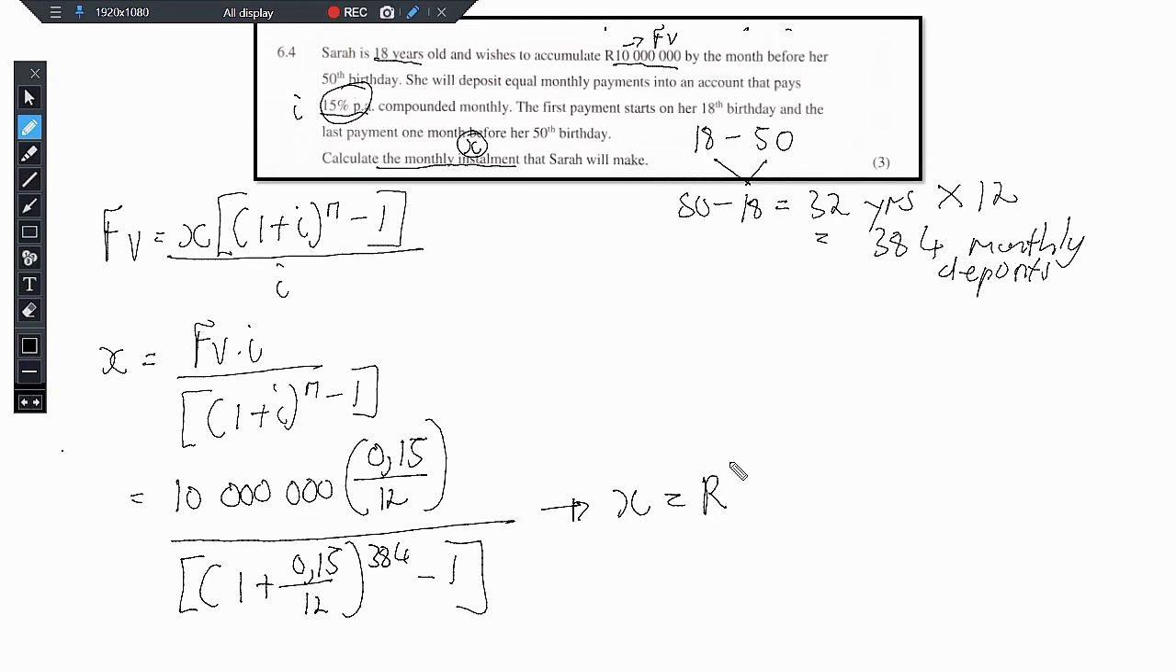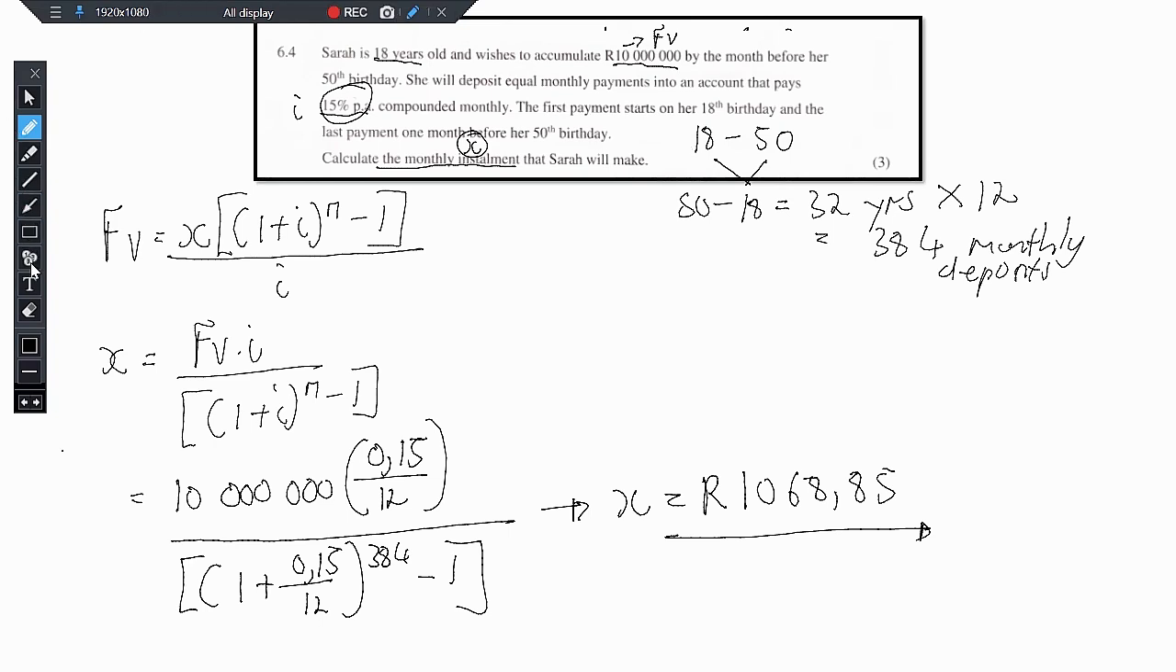And then the monthly installment that we get from punching that into our calculator is 1,068.85, rounded off to 2 decimal places. So these are the monthly installments that you would have to make for 384 months in order to accumulate that amount by your 50th birthday, right?